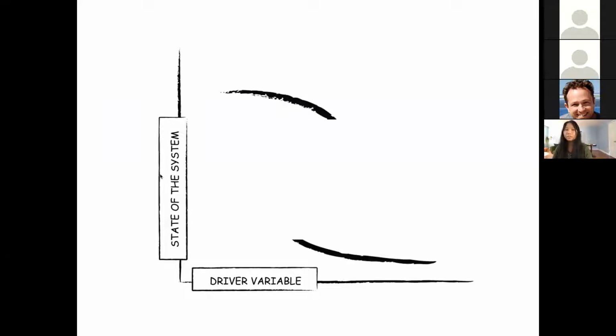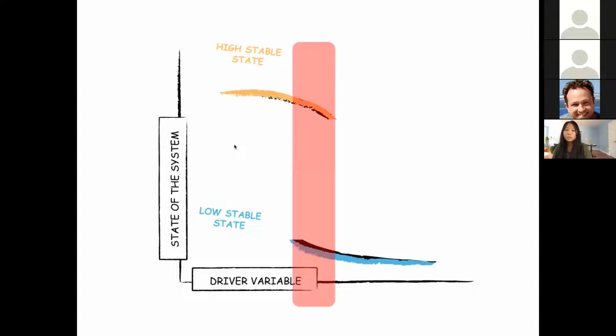So in some systems, there are a range of values in which a system is either in a high state or other values where we find the state of the system in a relatively lower state. These are called alternative stable states when there is a region of parameter space here along our x-axis where the same value of the driver variable can put us in either the high or the low state.